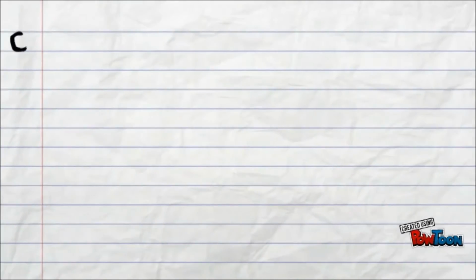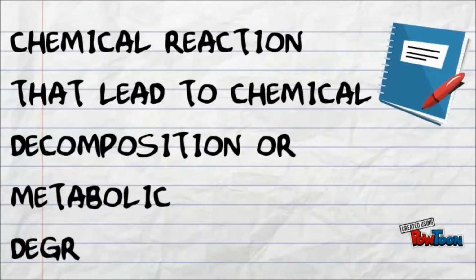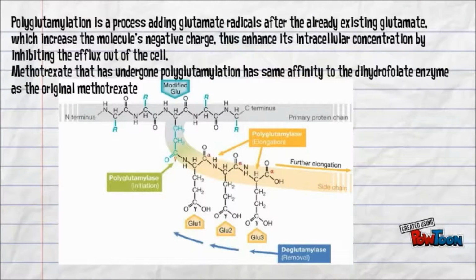Chemical reactions that lead to chemical decomposition or metabolic degradation. Polyglutamylation is a process of adding glutamate residues after the already existing glutamate, which increases the molecule's negative charge, thus enhancing its intracellular concentration by inhibiting the efflux out of the cell.